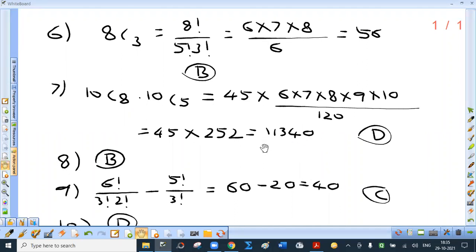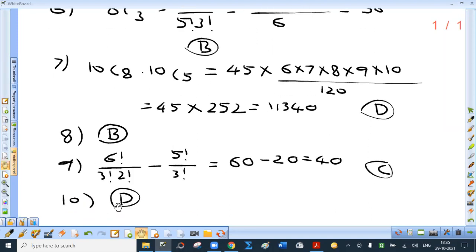11340. Correct option is D, Delhi. Sum number 8. We will not solve this right now, but if you have done circular permutation on your own, answer for 8th is B, Bombay. Similarly, 10th is on circular permutation. We haven't done that, but I have given the answer D, Delhi.